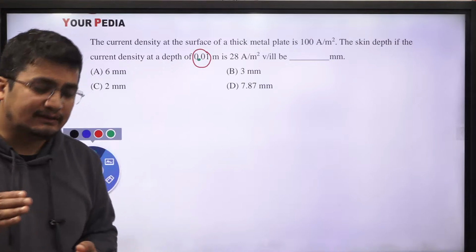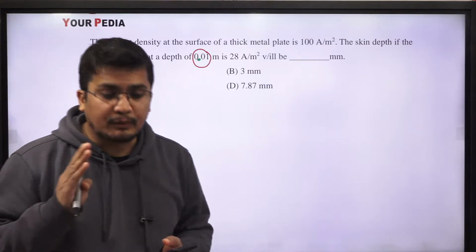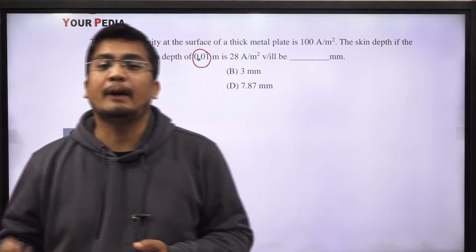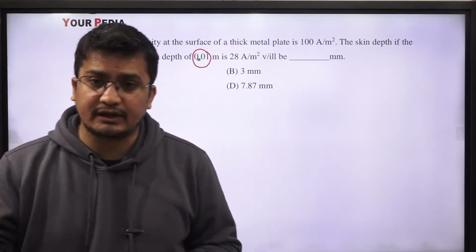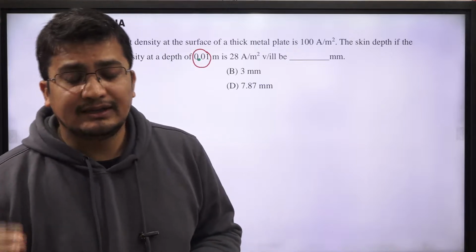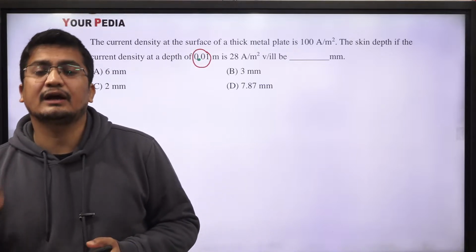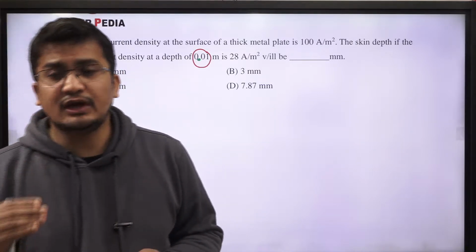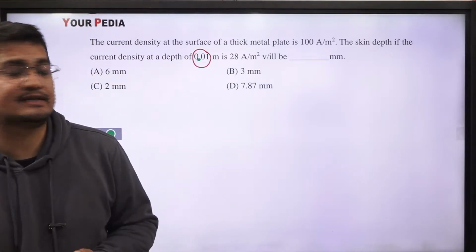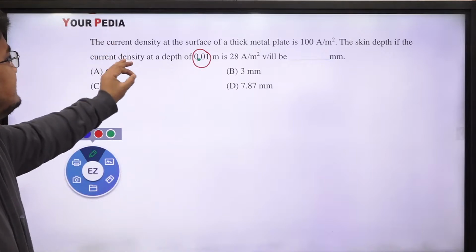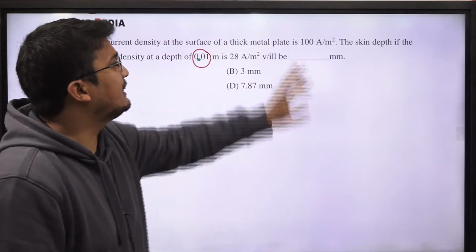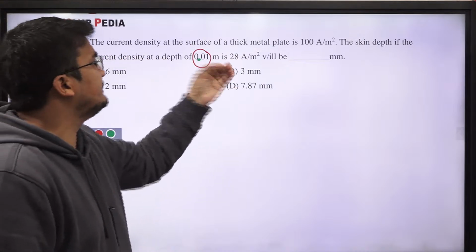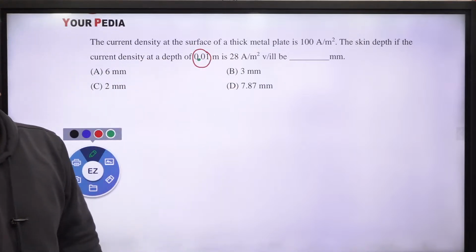You might have studied that when electromagnetic waves propagate in materials, it depends upon the material property, up to what distance the wave is propagating. The same concept can be applied for the current in a thick conductor, thick medium, right? So you need to see up to what penetration the current is flowing. The same question is being asked here. The current density at the surface of the thick metal is 100 ampere per meter square. If the current density at the depth of 0.01 meter is 28 ampere per meter square, tell me, guys, what will be the answer?